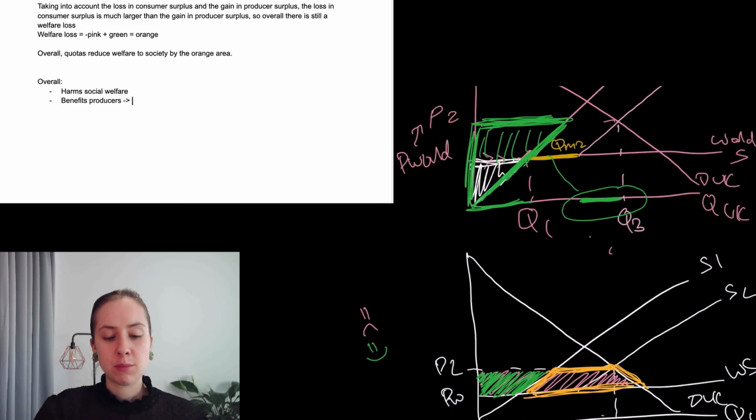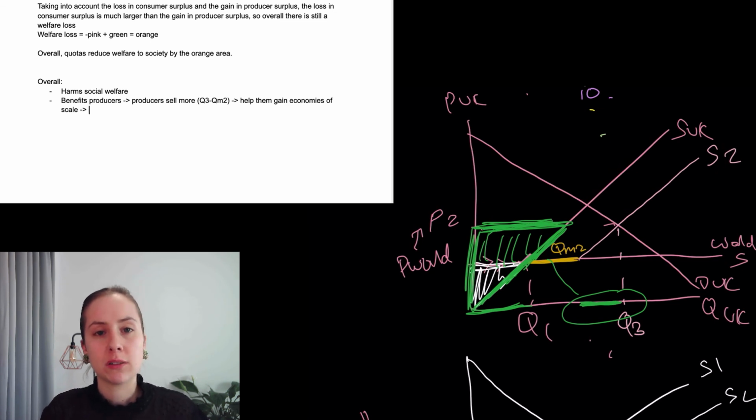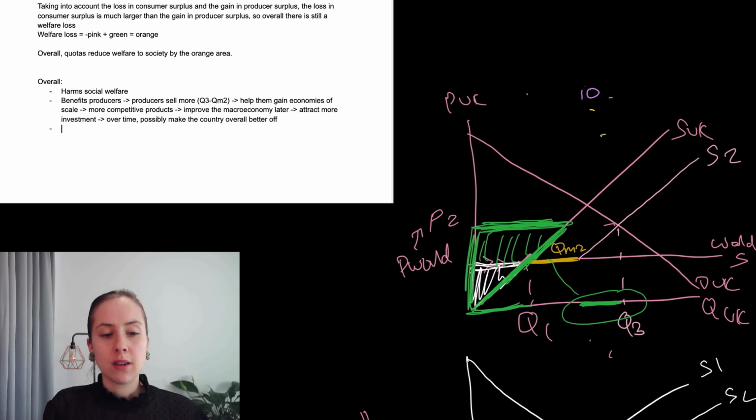When it benefits producers, remember, let me scroll up, producers are selling more. Producers sell more. They sell Q3 minus Qm2. That's going to help them gain economies of scale and maybe make some more competitive products, and that could improve the macro economy later, as well as maybe attract more investment, and over time possibly make the country overall better off. But it really does harm consumers, at least in the short term.